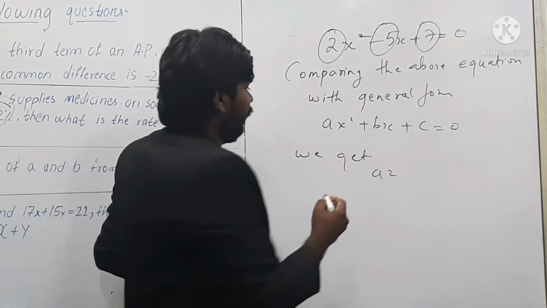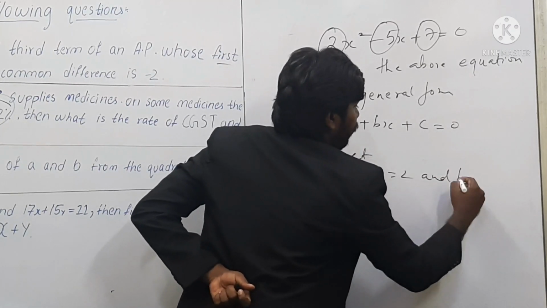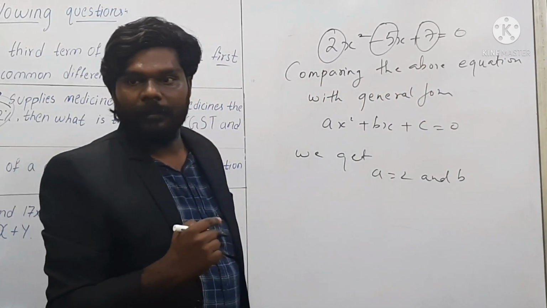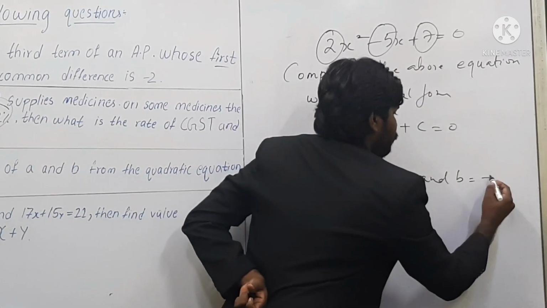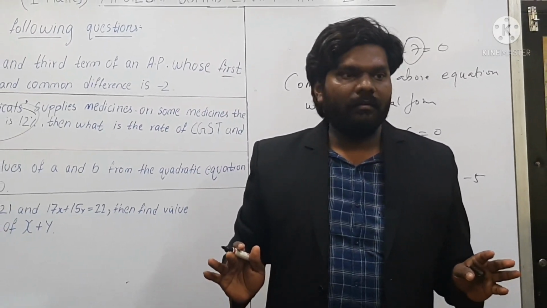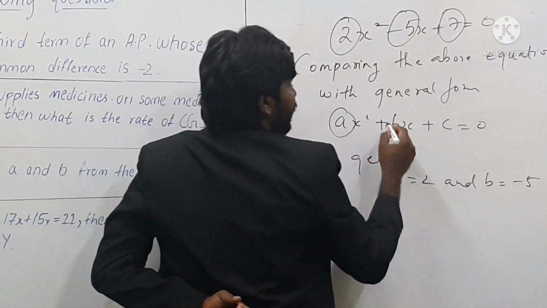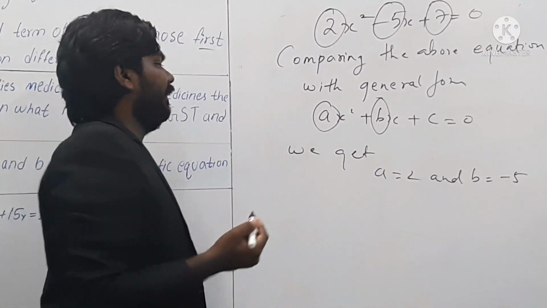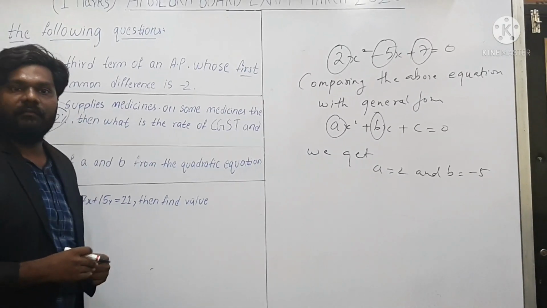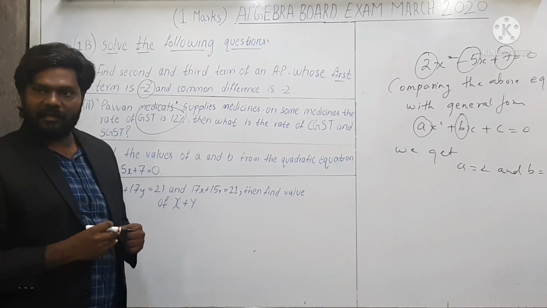So what is the value of a? A is equal to 2. And b is equal to minus 5. Just have to compare the equation with the standard form. That's it. This 2 is my A. This minus 5 is my B. We get A is equal to 2 and B is equal to minus 5. Understood? Is that clear?